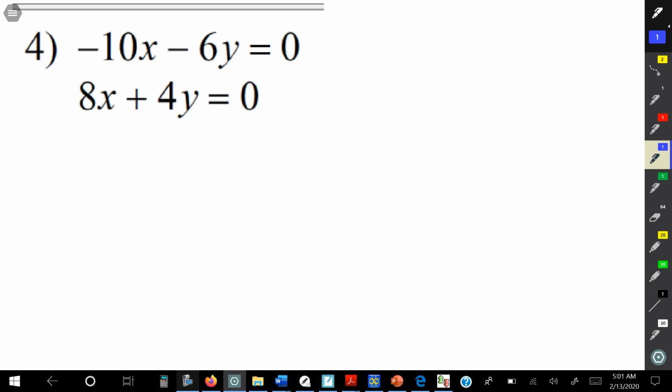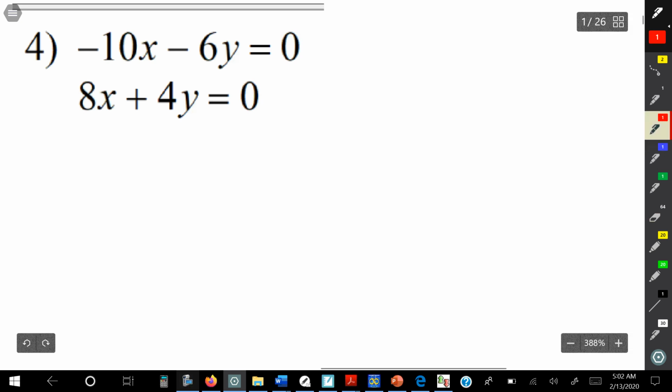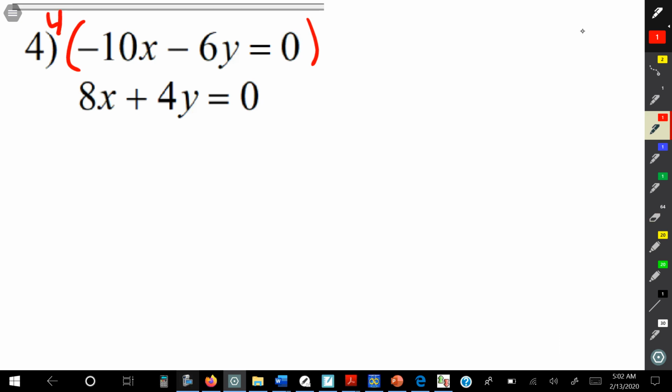All right, so let's take a look at this one. I decided to go with the 8 and the 10. If you decide to go with the -6 and the 4, that's fine too. But I decided to make the 8 and the 10 come out right. So I went ahead and multiplied the top equation by 4 so I can get 40 and multiply for the 10 here and multiplied the bottom equation by 5.